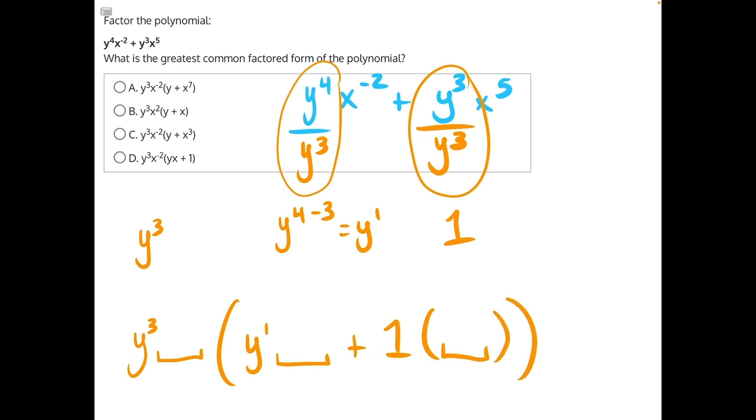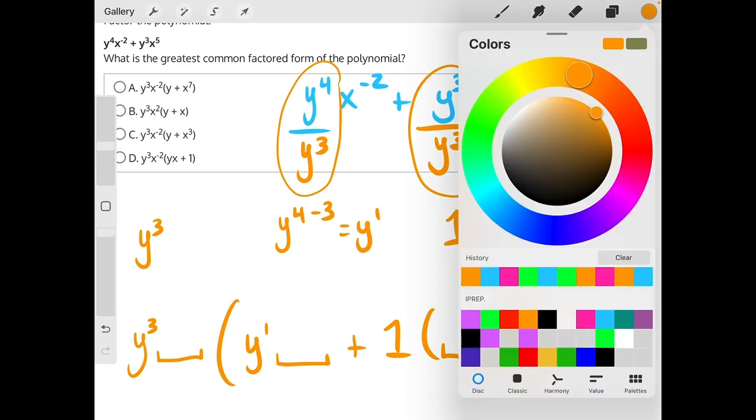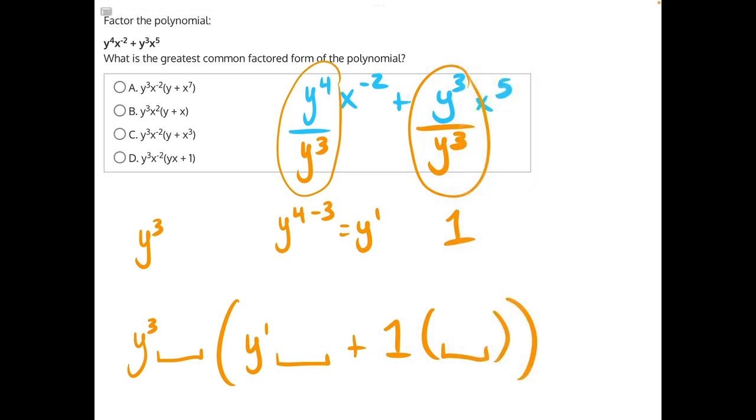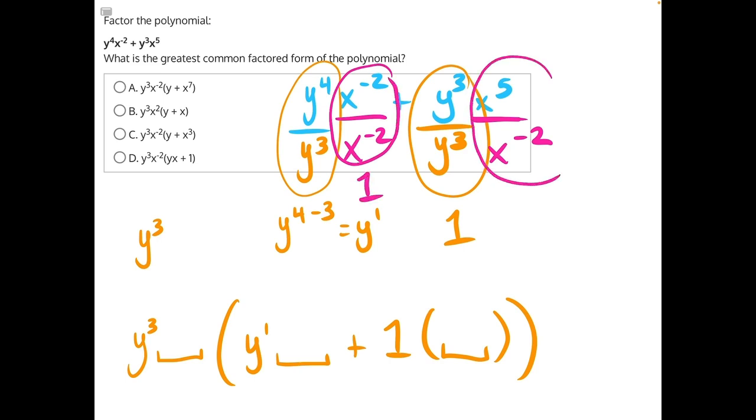Now we can move on to our x variables. Here we have x to the negative 2 and x to the 5. The greatest common factor in both of these cases will be x to the negative 2. Anything divided by itself is just 1, so this will give us the number 1. And then here we have two variables with like bases that have different exponents being divided, so we need to subtract their exponents. This is the same thing as x to the 5 minus a negative 2.